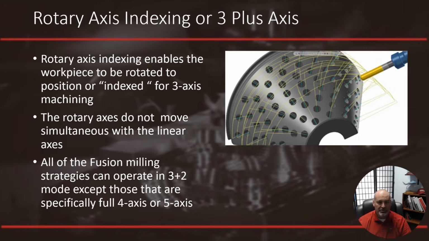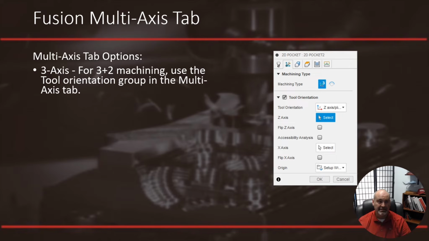All the Fusion milling strategies can operate in a 3+2 mode, except for those that are specifically for 4-axis and 5-axis. Those don't have the option because they can move full 4 or 5-axis simultaneously. So every single command you've learned, from pocket to 3D adaptive, 2D adaptive, drilling, all of them have an option to be full 3+2 operations. And this is how we achieve this, through the Multi-Axis tab.